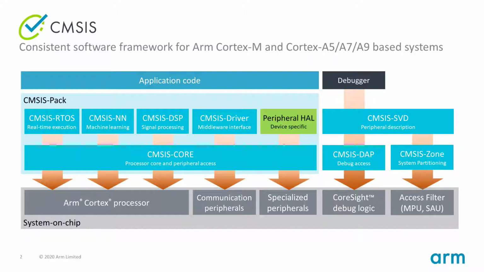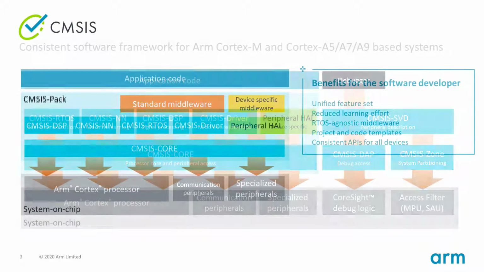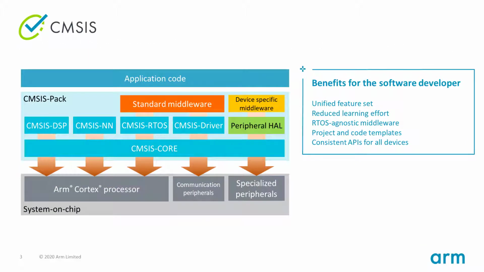Other components include specialized libraries for digital signal processing or machine learning. It also provides an API for real-time operating systems and a mechanism to deliver software components. CMSIS helps to combine software components from multiple middleware vendors.